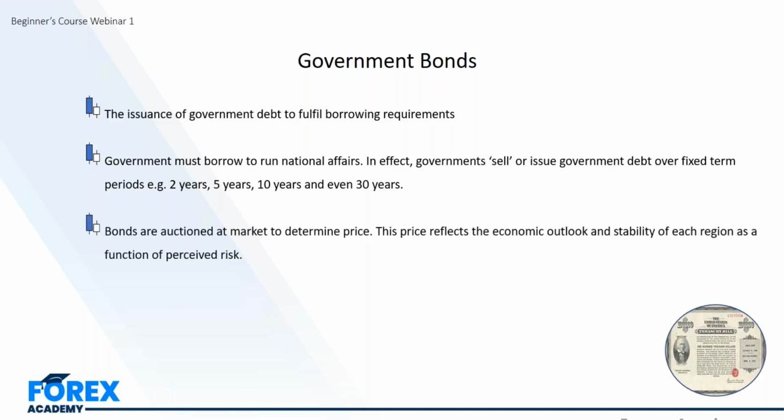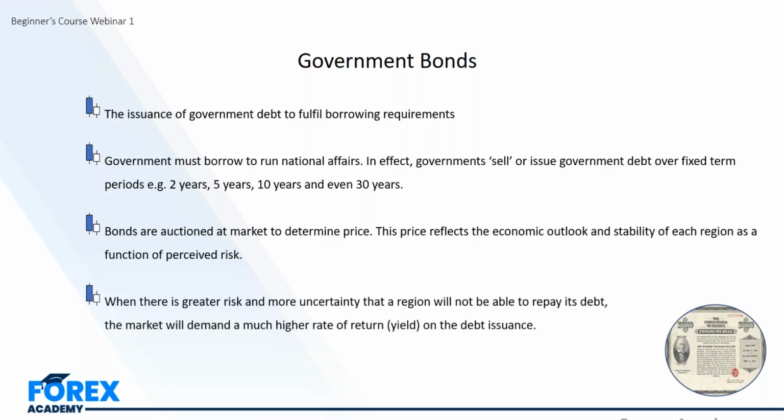Bonds are auctioned at market to determine price. So just like any other asset, they are liquid. They move in terms of their price traded between buyers and sellers, and there is a level of price discovery that is similar to every other asset out there. This price reflects the economic outlook and stability of each region as a function of perceived risk.